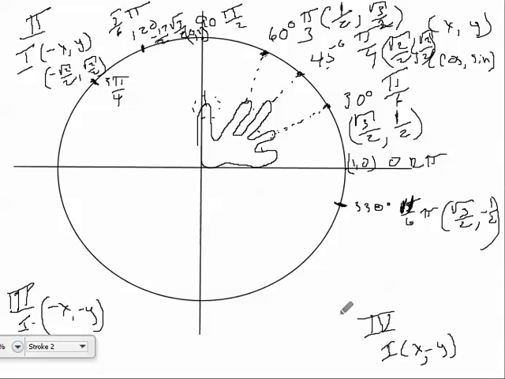Do you see how I'm working those out real quickly using my left hand? I can actually fill in all of the degree measurements. I can fill in all the radian measurements. I can fill in all the x and y values. I know all the sine and cosine values of every one of them. And I also know the tangent values.